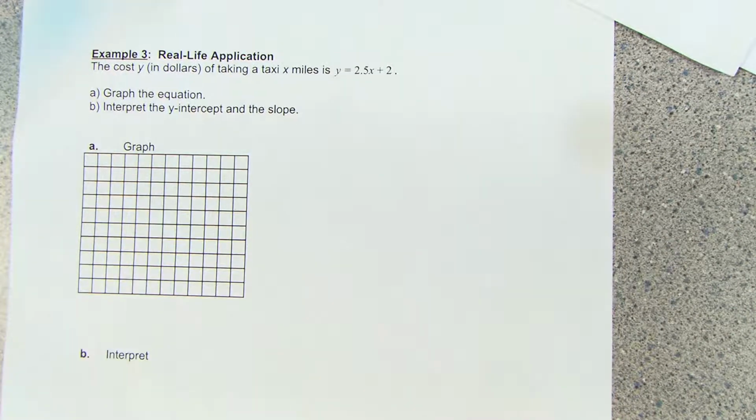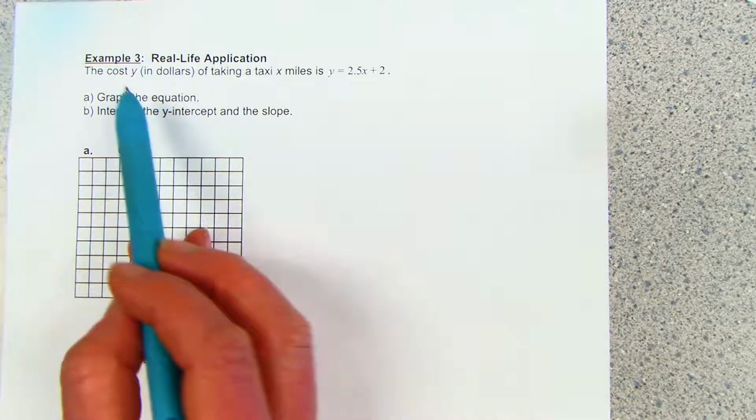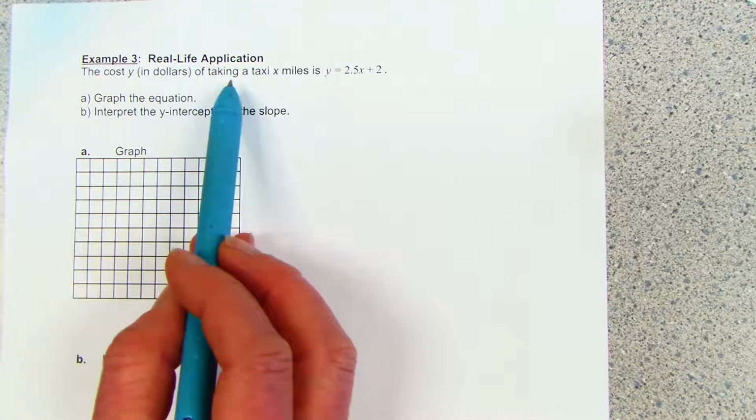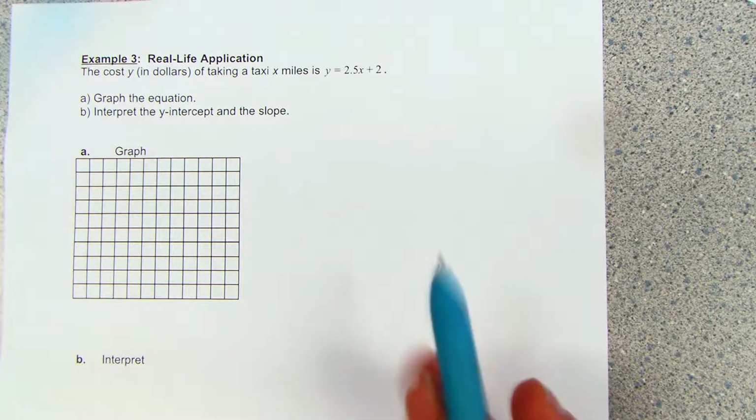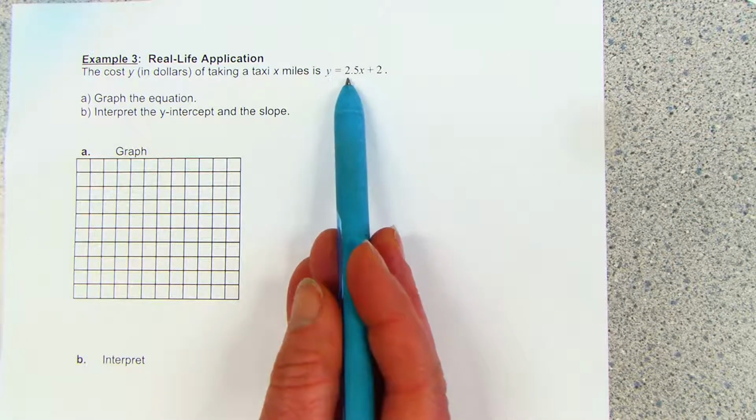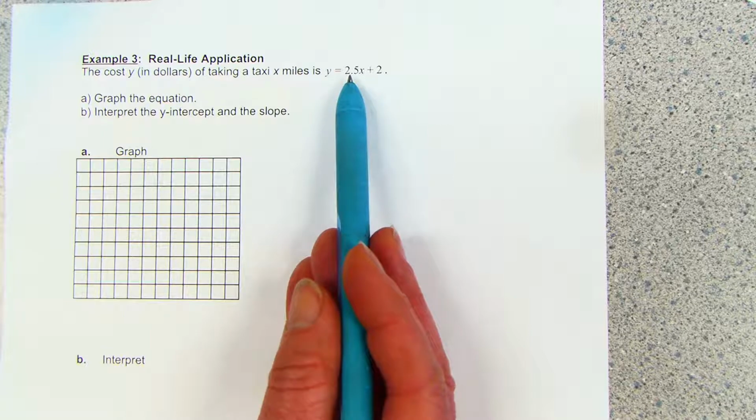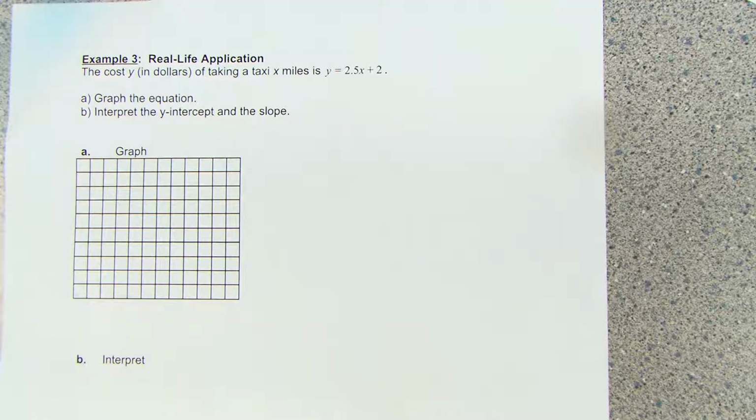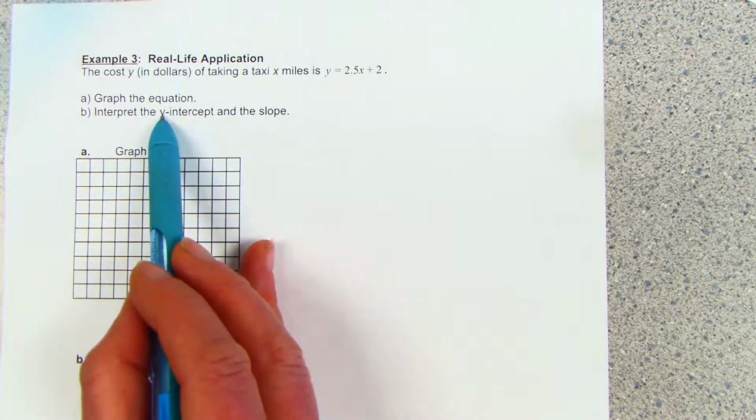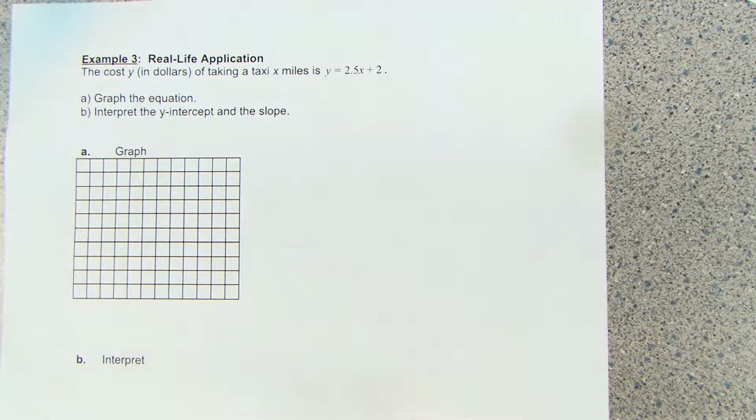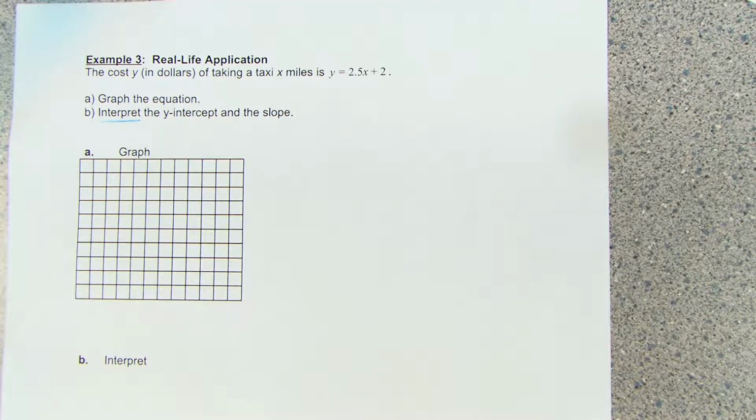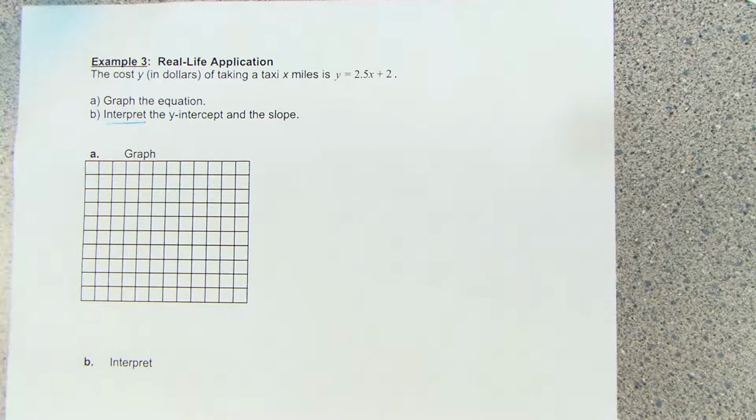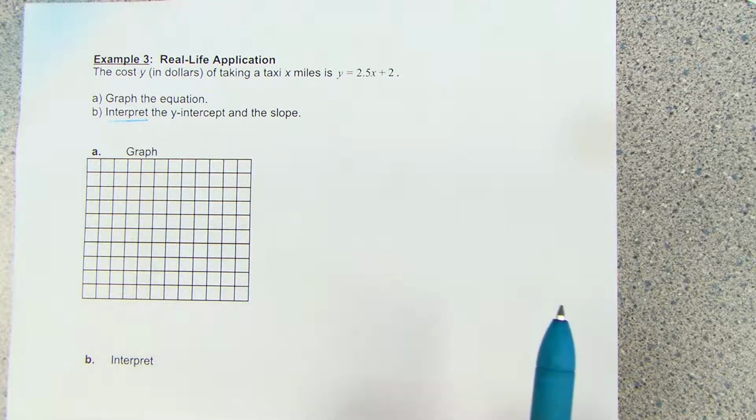Okay, and then we have one real-life example. These are the ones that are interesting. I like those. The cost y in dollars of taking a taxi x miles is y equals 2.5x plus 2. I wonder why, after Miss Who just told you that you should always have your slope as a fraction, now we have a decimal. It's going to get back to this word interpret. All right. So the first thing we're going to do is to graph the equation, and then we are going to interpret the y-intercept and the slope. That means we're going to tell what they mean, because that's the whole point.